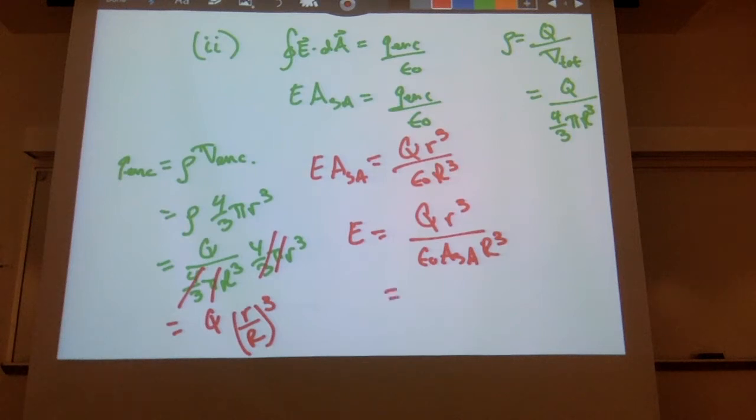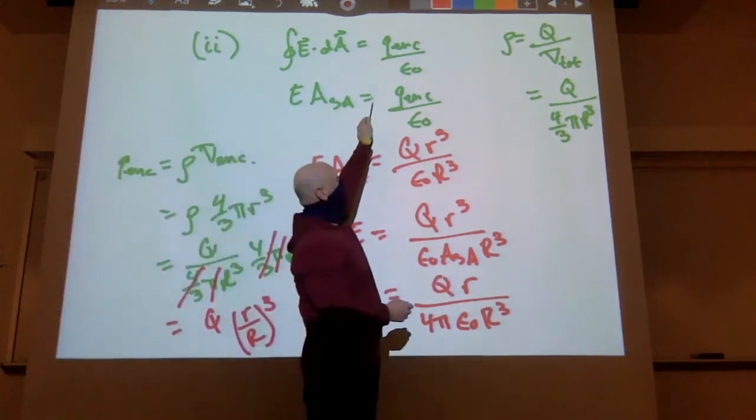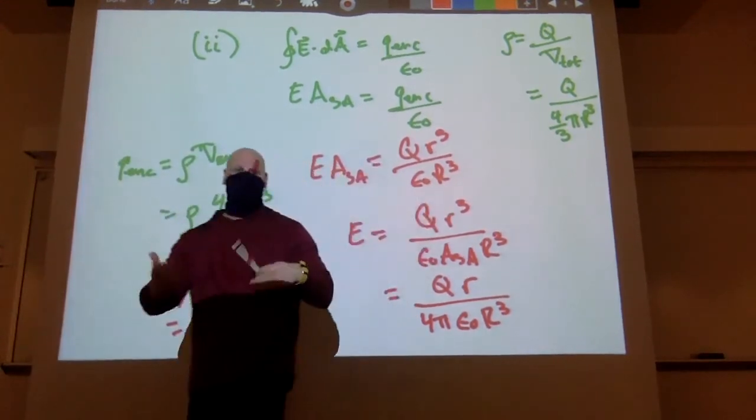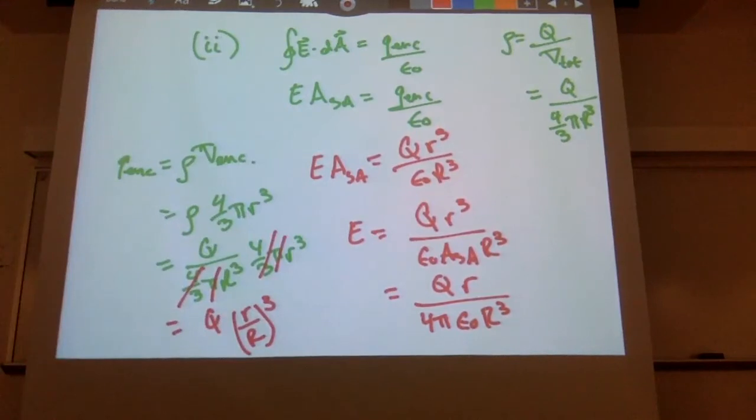So let's plug that in. Finally, this becomes Q times r divided by 4 pi epsilon naught capital R cubed. Okay? Does this make sense? As I said, the hardest thing here was simply determining what this was and remembering geometry. That was basically the hard part.